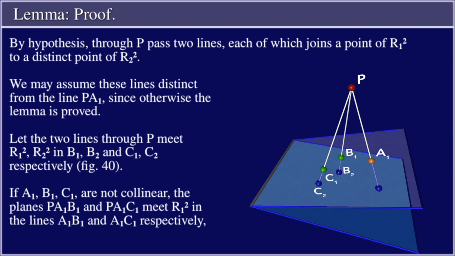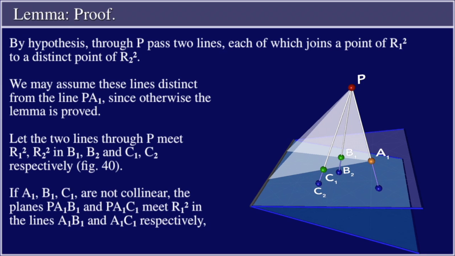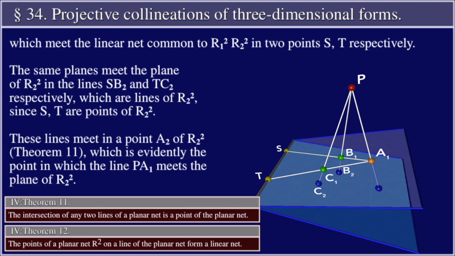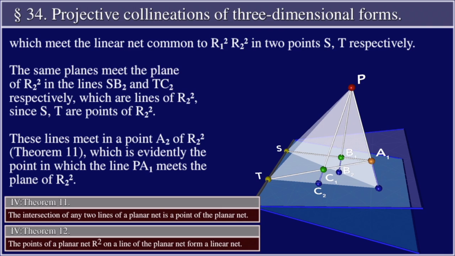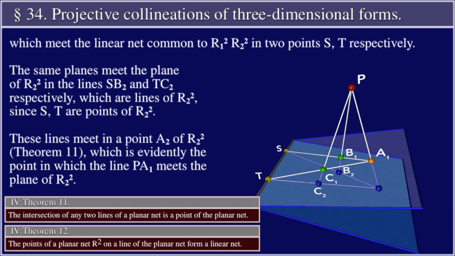If A1, B1, C1 are not collinear, the planes PA1B1 and PA1C1 meet R1² in the lines A1B1 and A1C1 respectively, which meet the linear net common to R1², R2² in two points S, T respectively. Theorems 11 and 12. The same planes meet the plane of R2² in the lines SB2 and TC2 respectively, which are lines of R2², since S, T are points of R2². These lines meet in a point A2 of R2² by Theorem 11, which is evidently the point in which the line PA1 meets the plane of R2².